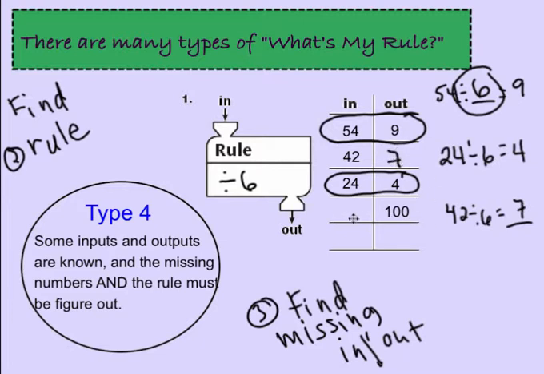And this time we have to ask ourselves, what number divided by 6 is going to give us 100? You might know this. You might also want to work backwards. You know, the opposite of division is multiplication. So you could do 100 times 6 would give you 600.